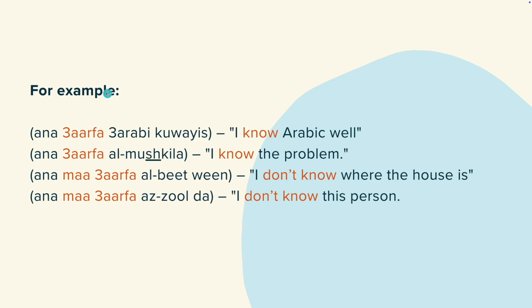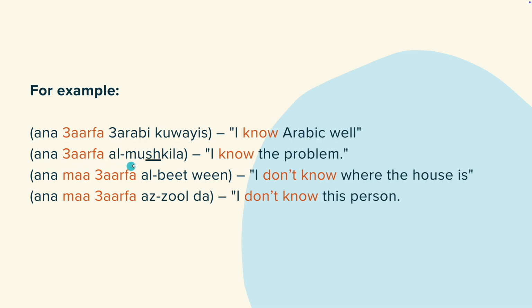And now let's practice the feminine form of عارف, which is عارفة. If you're a female and you want to say I know Arabic well, just say أنا عارفة عربي كويس. And if you're a female and want to say I know the problem, just say أنا عارفة المشكلة.